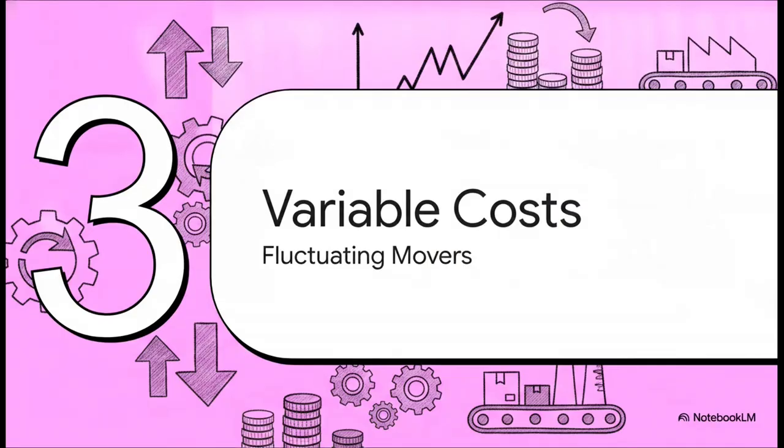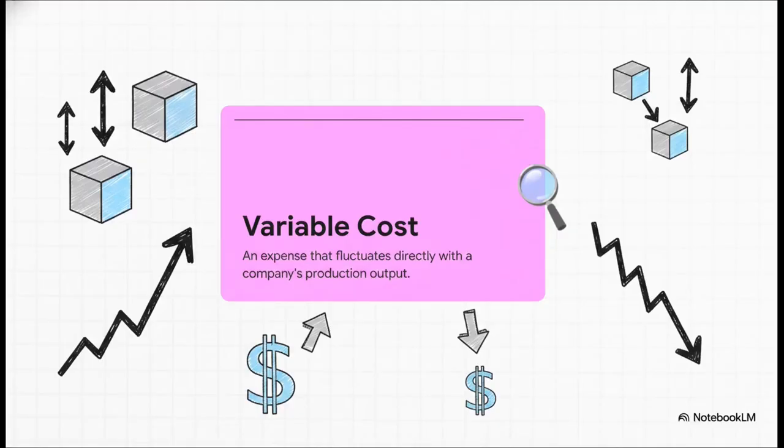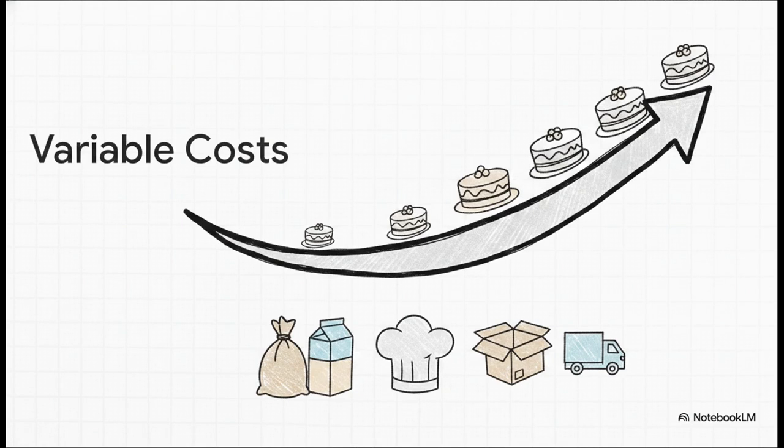Section 3. Variable costs, fluctuating movers. Now let's completely flip the script and look at the opposite end of the spectrum, the expenses you actually have direct control over. Unlike fixed costs, variable costs are volume-related. They rise and fall perfectly in sync with how busy the business actually is. They scale linearly with your output. So if the bakery decides to ramp up production and bake, say, 100 extra cakes this weekend, their spending on raw materials, your flour, sugar, milk, is going to proportionally increase. The exact same goes for the hourly wages paid to the extra bakers they bring in, the boxes used for packaging, and any shipping costs.